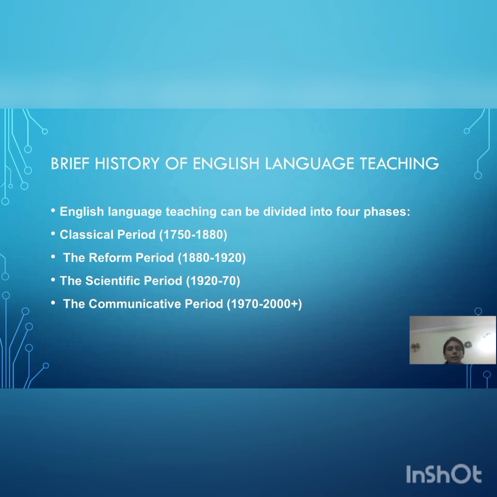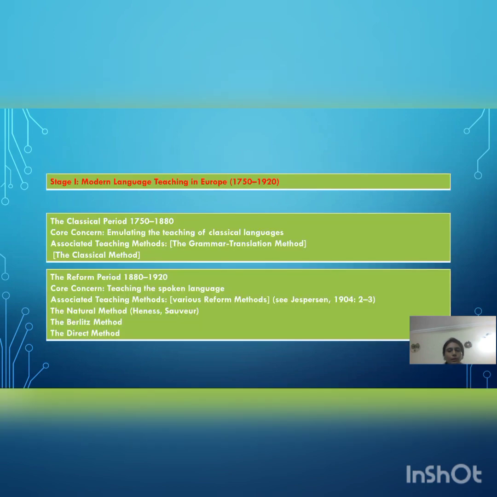That is the classical period, 1750 to 1880; the reform period, 1880 to 1920; the scientific period, 1920 to 1970; and the communicative period, 1970 to 2000 plus. So these are the 4 periods you can say about the history of English language teaching when we are talking about the background of English language teaching.